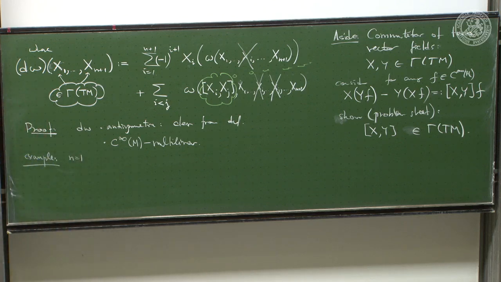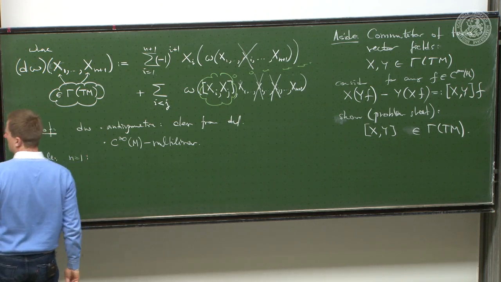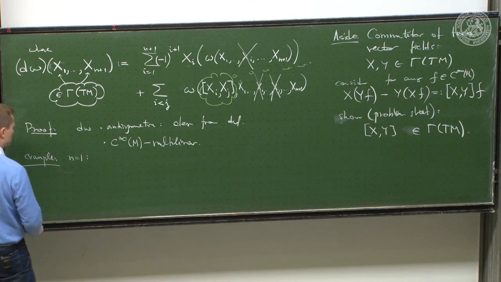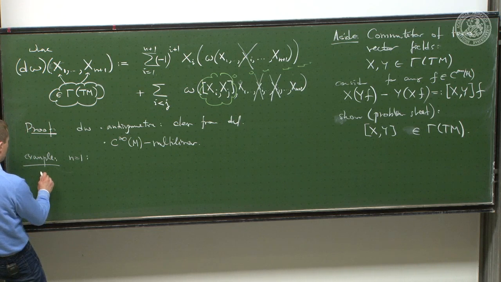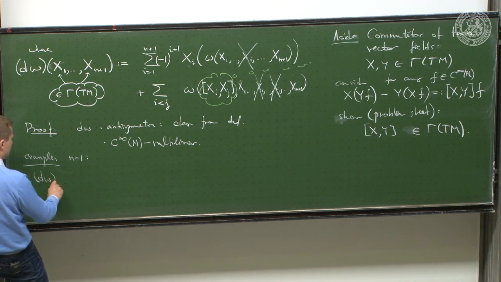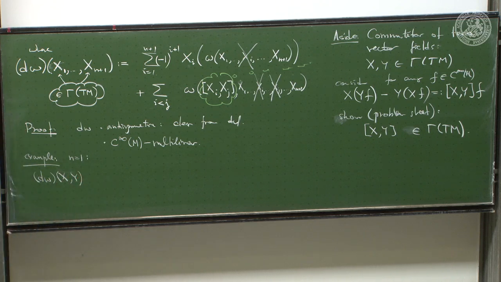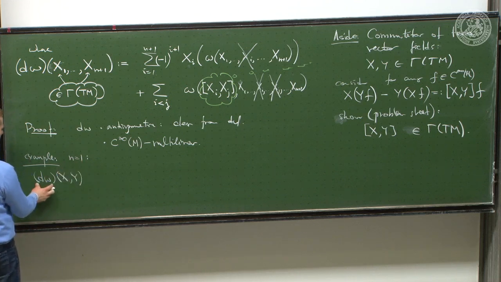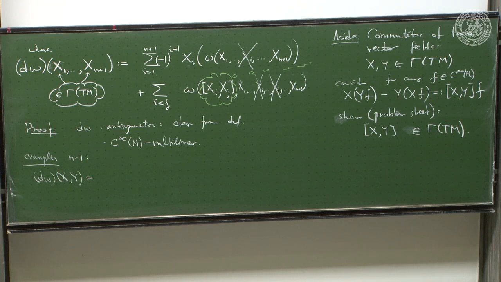So we take a 1 form and we calculate the exterior derivative. Okay, so n equals 1. That means we look at d omega, and that is then a 2 form. So I write vectors X and Y instead of X1 and X2. Okay, so if omega is a 1 form, then d omega is a 2 form, so we should be able to write down this number or this function here.